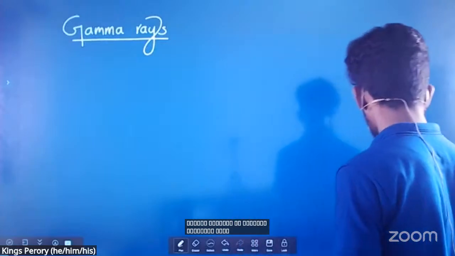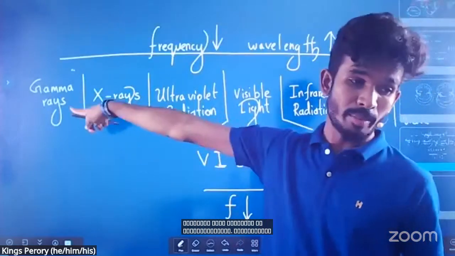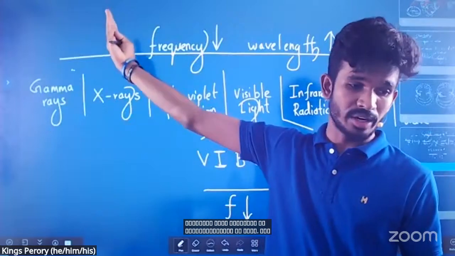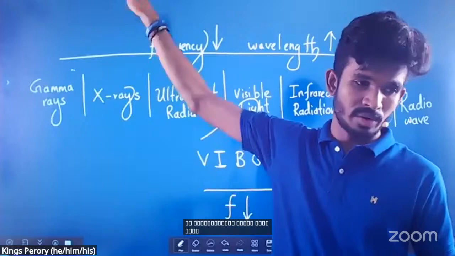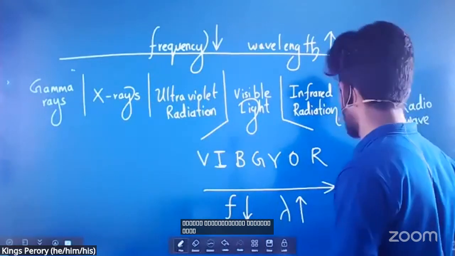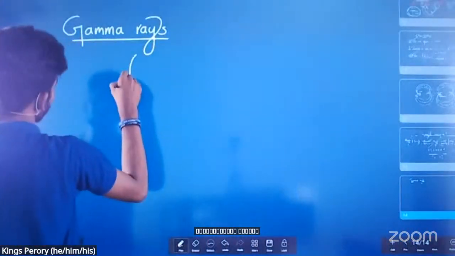Gamma rays have the highest frequency. You start the electromagnetic spectrum from gamma. They have the highest frequency and lowest wavelength.